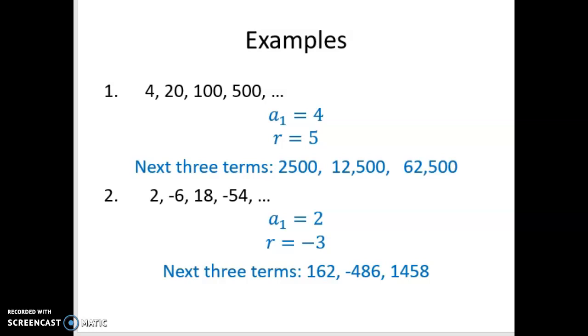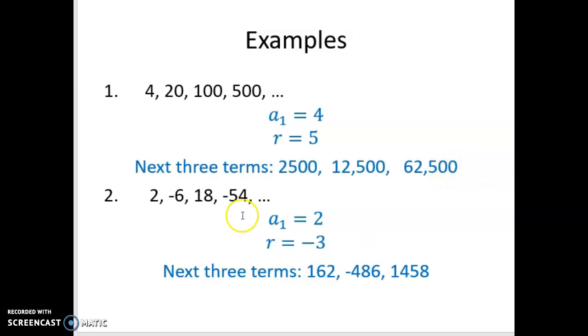Here are two examples. In the first sequence, we're starting with 4, and then 20, and then 100, and then 500, and so forth. So here we would be multiplying by 5 every single time. So 4 times 5 is 20, 20 times 5 is 100, times 5 is 500, and so forth. Our first term, a sub 1, is 4. The common ratio is 5. And if we were to continue, the next three terms in the sequence would be 2,500, 12,500, 62,500.